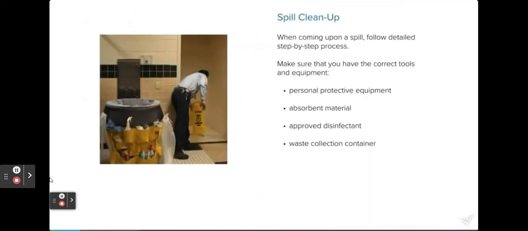Part of your job duties may require you to come in contact with blood or body fluid spills. Proper cleanup is essential in protecting yourself and other building occupants. When coming upon a spill, a detailed step-by-step process should be followed. First and foremost, make sure you have the right tools and equipment to perform the job. A proper cleanup requires personal protective equipment, an absorbent material, an approved disinfectant, and a container for waste collection.